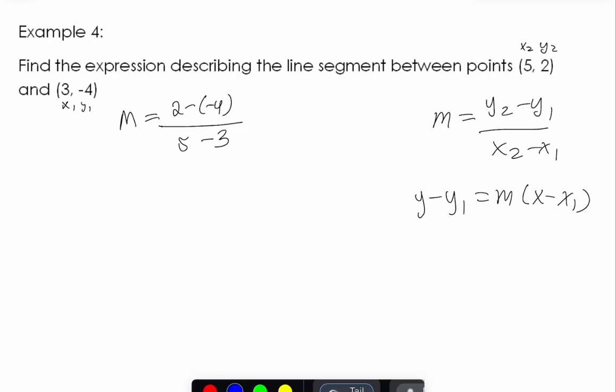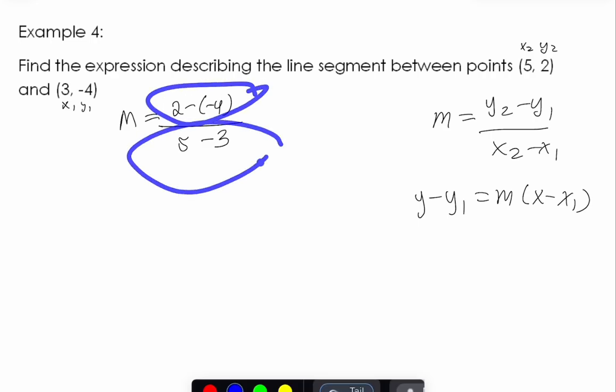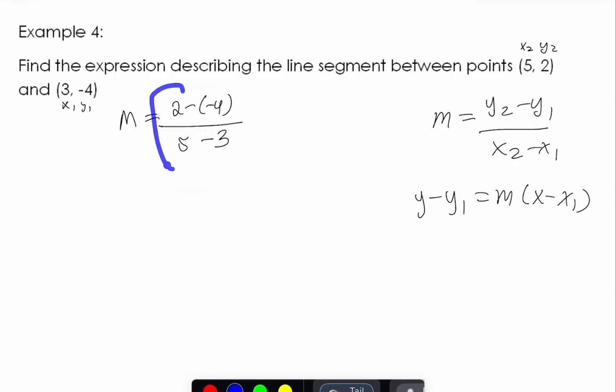And a really good check that you're not messing things up: this should be y's, this should be x's. This should be a pair, that's the pair 5, 2. This should be a pair, that's the point 3, negative 4. So that's a way to quickly check that you didn't mess up how you order things in the slope equation. The top would become 2 plus 4 or 6. The bottom would be 5 minus 3 or 2, for a slope of 3.